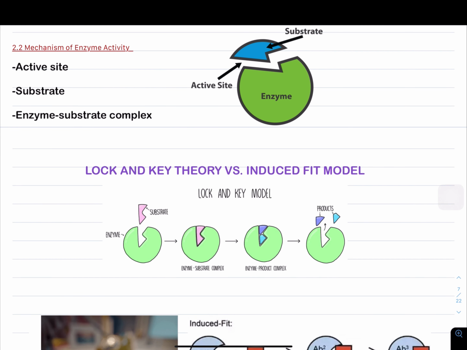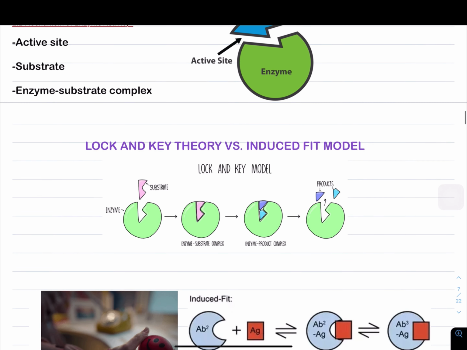Section 2 is about mechanisms of enzyme activity. So, as I mentioned before, the active site is the location in the enzyme where the substrate is held during a chemical reaction. And the substrate is the molecule that the enzyme acts upon. When the substrate and the enzyme are joined together physically, they are referred to as the enzyme-substrate complex.